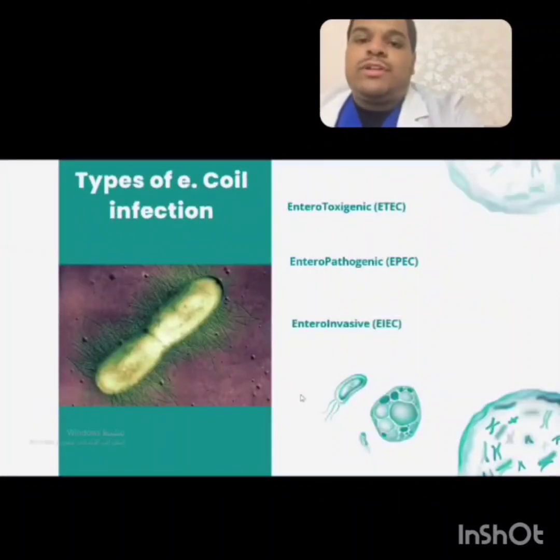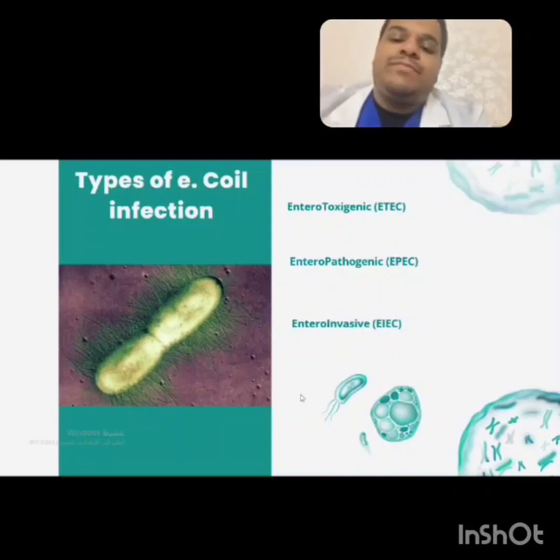Types of the E. coli infection. The first one is enterotoxigenic E. coli, ETEC. This type of infection typically occurs after consuming contaminated food or water, and it produces toxins that affect the small intestine, leading to symptoms such as watery diarrhea, abdominal cramps and vomiting.